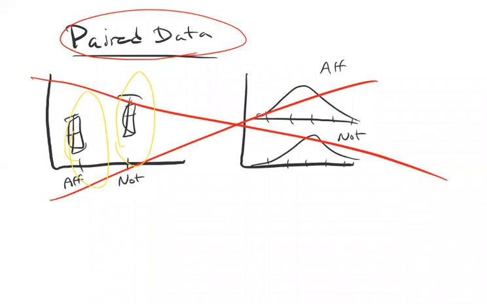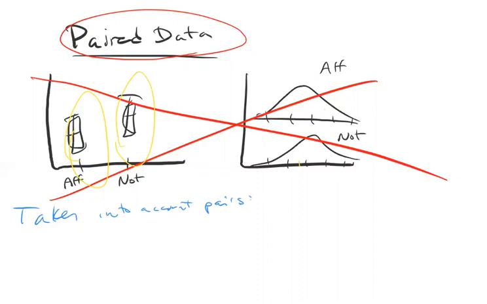In this box plot, you can't tell which affected person matches up with which non-affected person. In these histograms, you can't tell which affected person matches up with which non-affected person. So you need to come up with a graphic that takes into account the pairs. What kind of graphic am I thinking of?